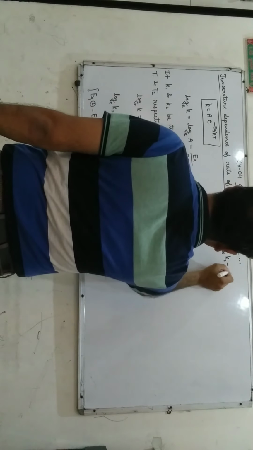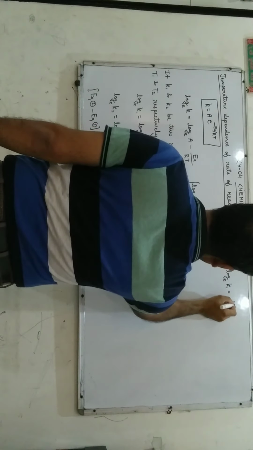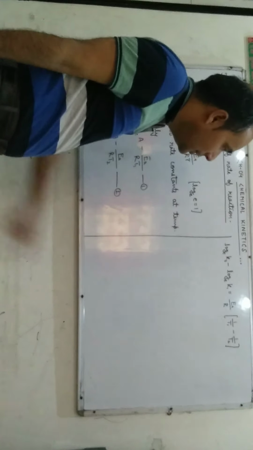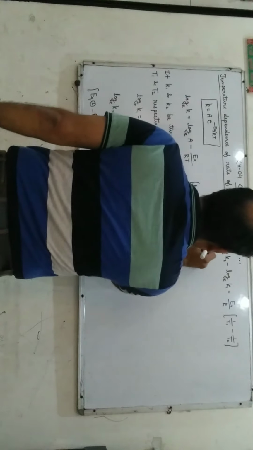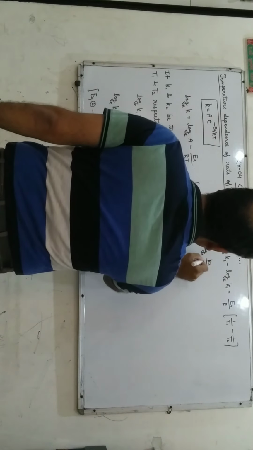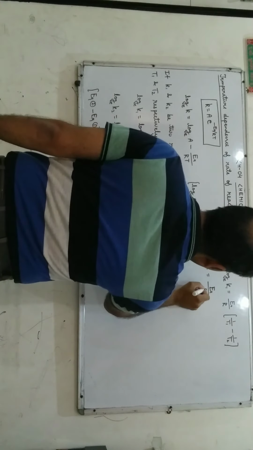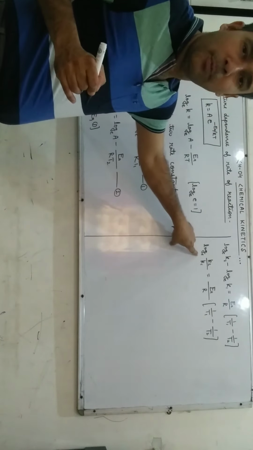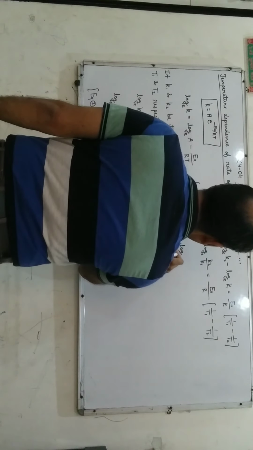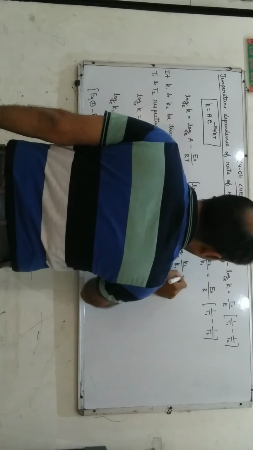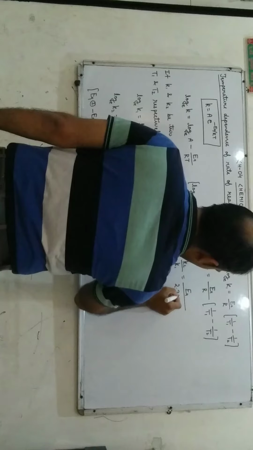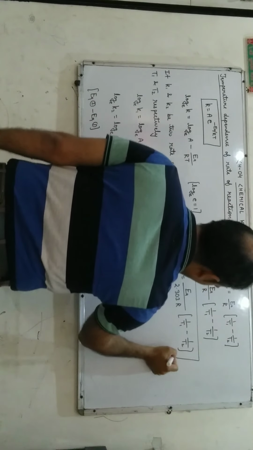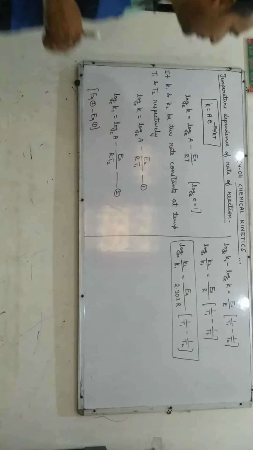ln k2 - ln k1 = Ea/R (1/T1 - 1/T2). Now ln k2 - ln k1 may be written as ln (k2/k1) = Ea/R (1/T1 - 1/T2). Now we are converting log base e to log base 10 by multiplying it with 2.303. Thus the required relationship we obtain: log10 (k2/k1) = Ea/(2.303 R) (1/T1 - 1/T2). It is the temperature dependence of the rate of reaction.